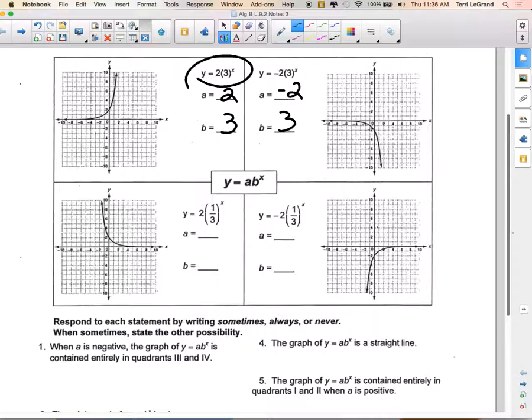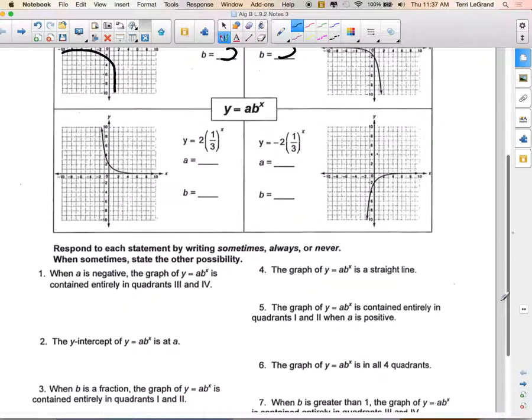It appears like it flipped, didn't it? It looks like it took this, and now all of a sudden it's like this. Is that what it's doing? It flipped it over? Yeah. So when our a value was negative, and our b value stayed the same at 3, it just flipped it over what? What did it flip it over? The x-axis. Okay, go and do the other two.